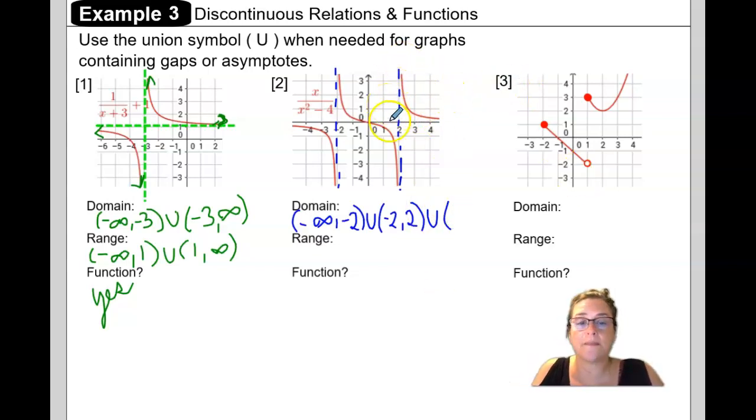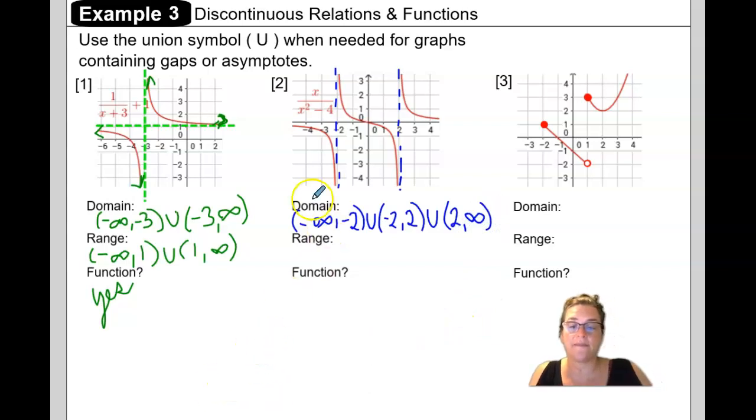Then union, because we have a third piece now that we need to represent in the domain. So we pick up on the other side of positive 2, and then this graph is extending on toward positive infinity. So open at 2, and then positive infinity. And that's our domain. 3 intervals joined by a union.